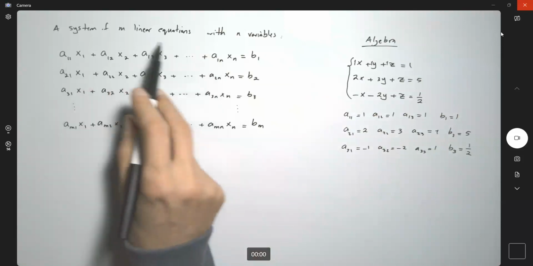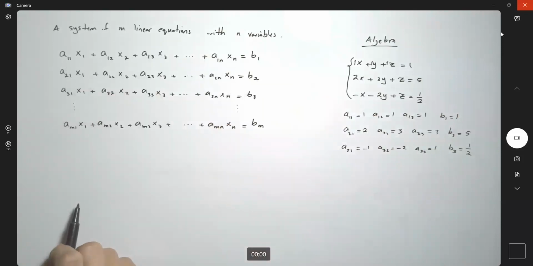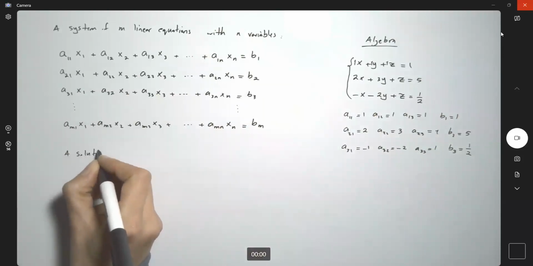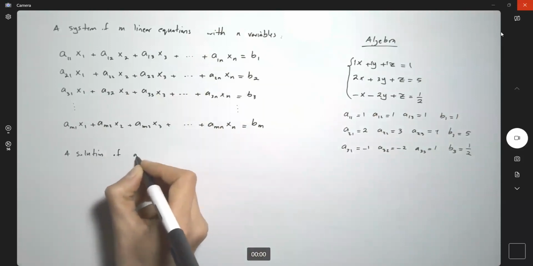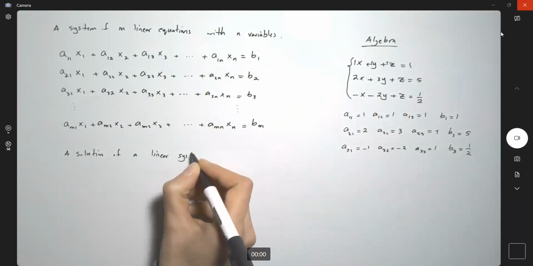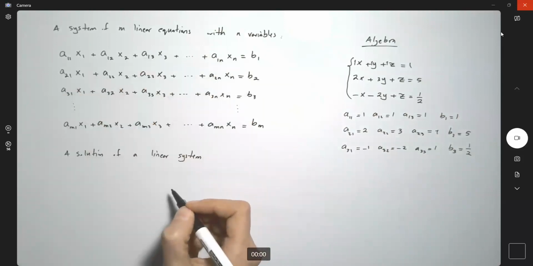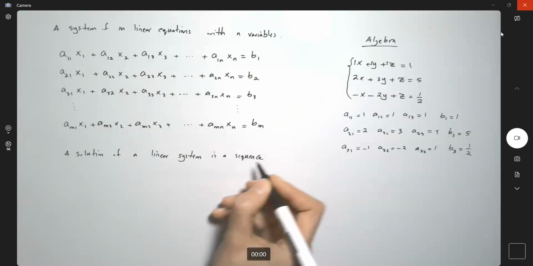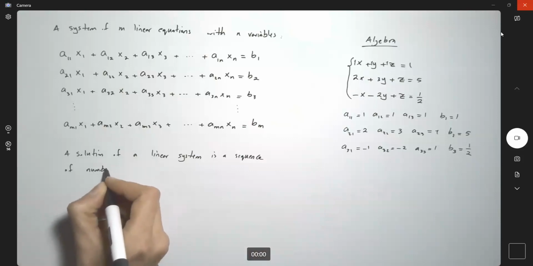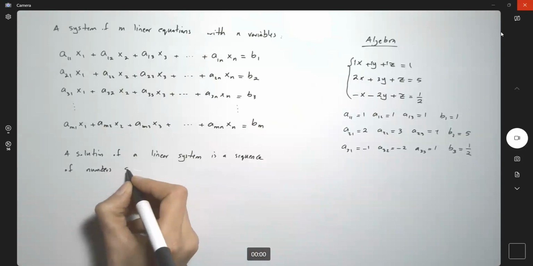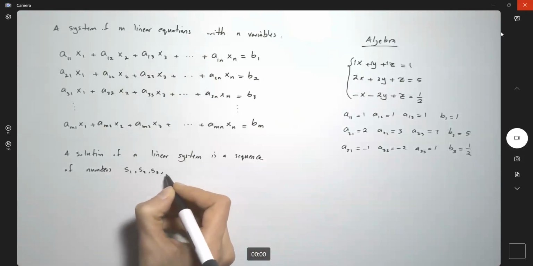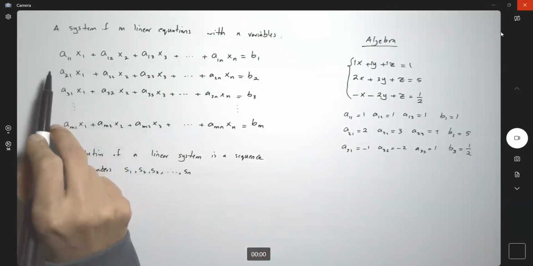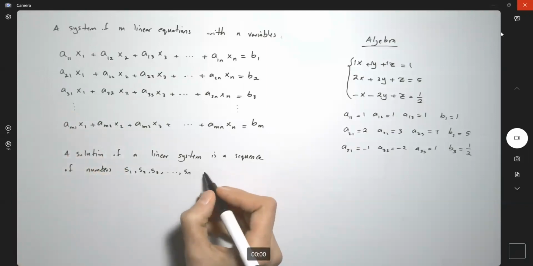In this scenario, if you can solve this system of linear equations, or this linear system, a solution of a linear system, as you can see in the above, is a sequence of numbers like S sub 1, S sub 2, S sub 3, and S sub n, that is a solution of each one of these equations.